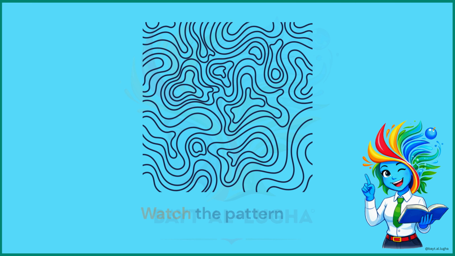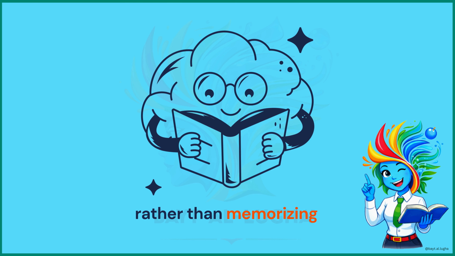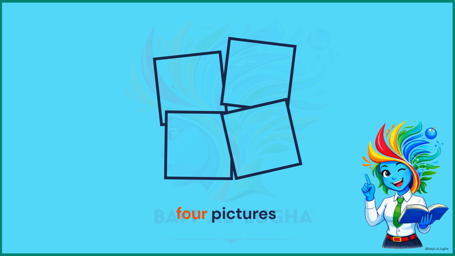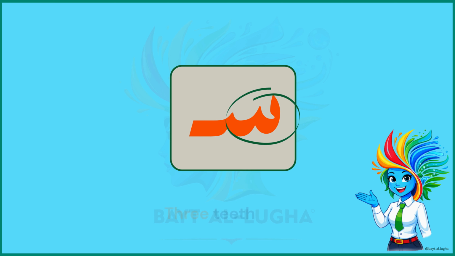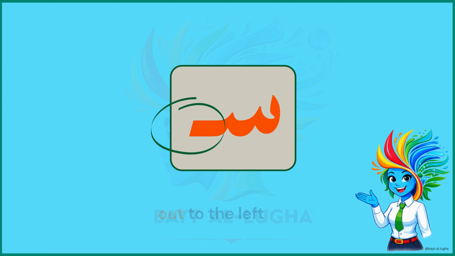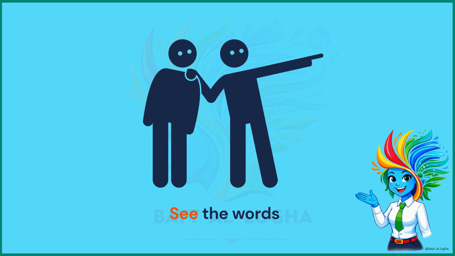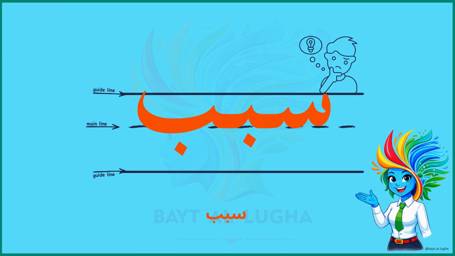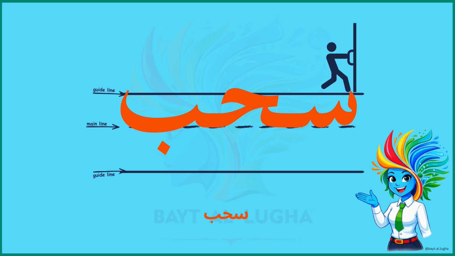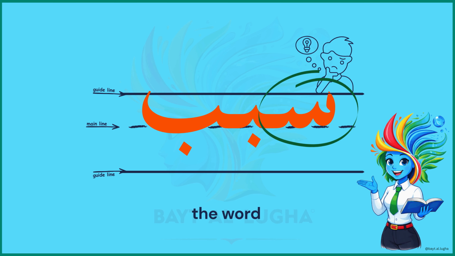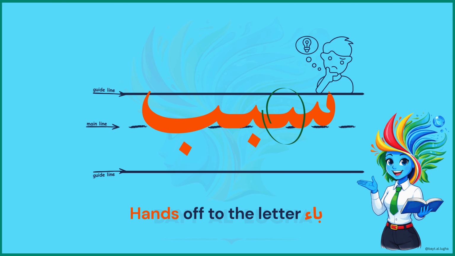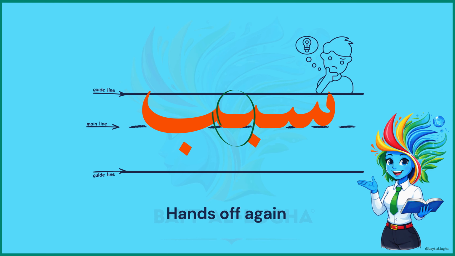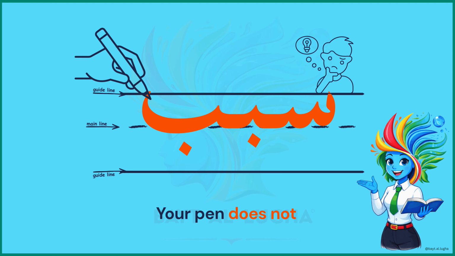4 forms. Watch the pattern rather than memorizing 4 pictures. Initial. 3 teeth, no ball, a connecting line out to the left. See the word sabab, sahaba. The scene opens the word, hands off to the letter ba, hands off again. Your pen does not lift until the word skeleton is complete.